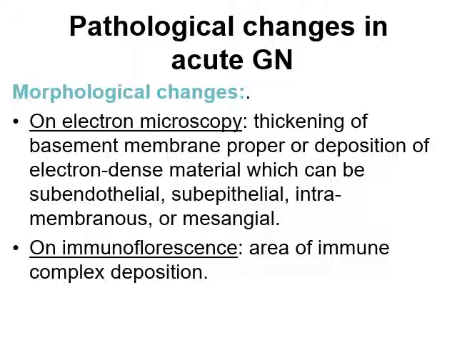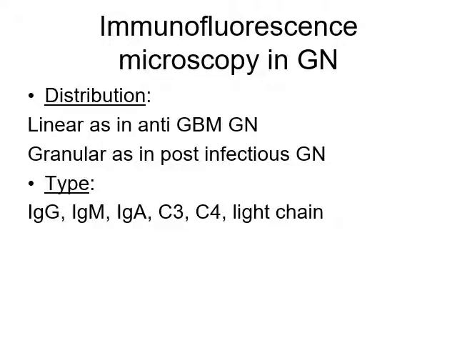What we are talking about now is what we see in light microscopy. Now we are talking about electron microscopy. We will see thickening of the basement membrane with the deposition. Where is the deposition? Whether it is subendothelial, subepithelial, mesangial, or even intramembranous. And immunofluorescence microscopy will concentrate on the site of the immune complex deposition, whether it is linear or granular, and the type, whether IgG, IgM, IgA, C3, C4, or light chain.